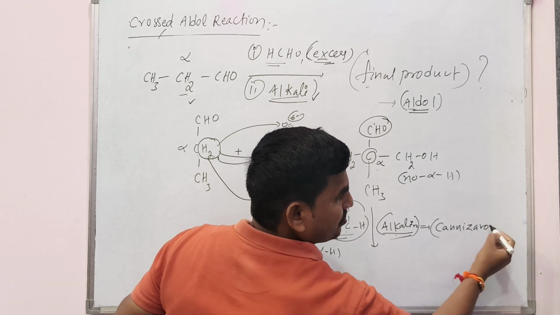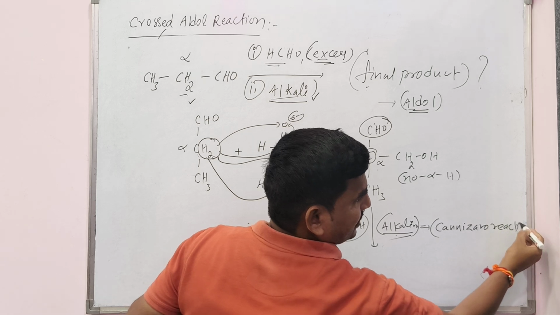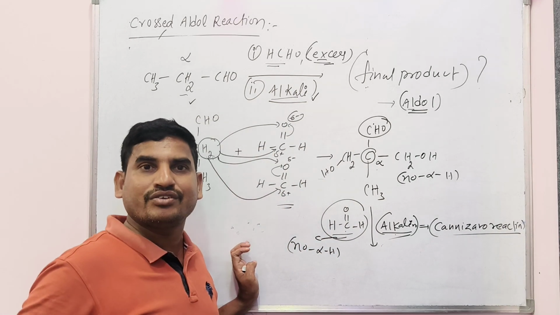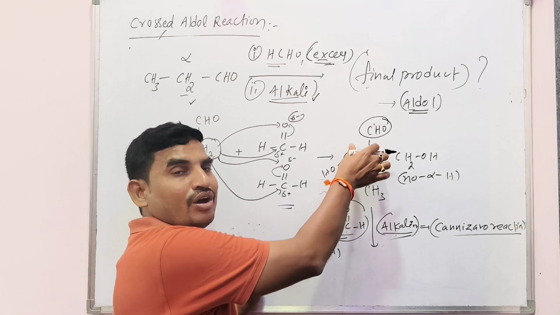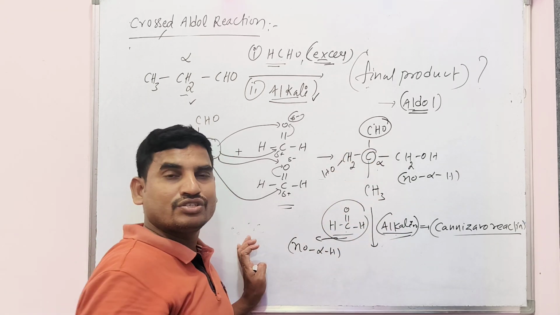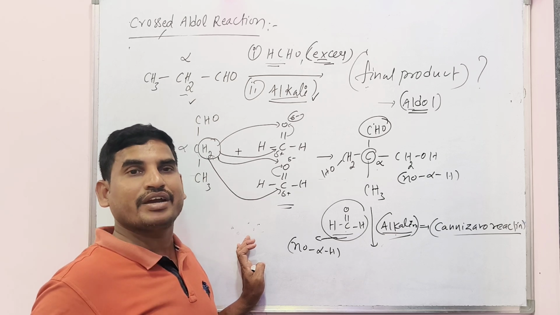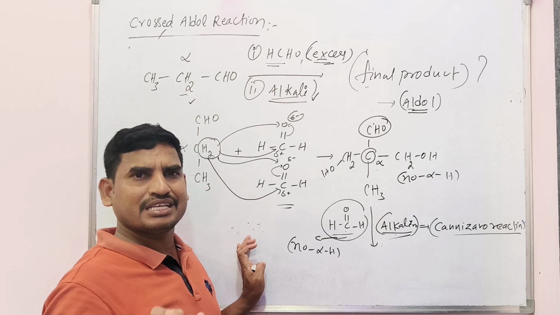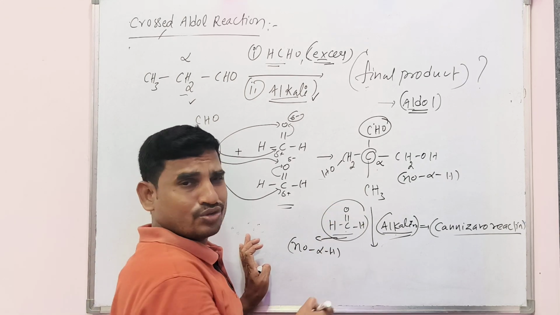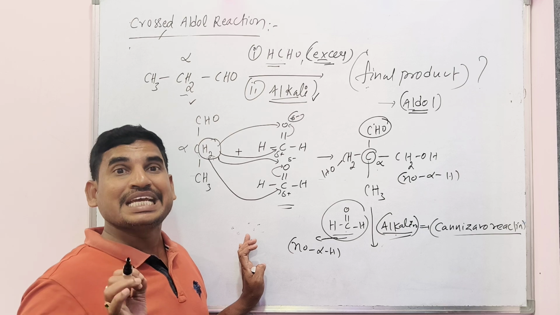It is the Cannizzaro reaction. You already understand what is meant by Cannizzaro. Aldehyde molecules which don't have any alpha hydrogens undergo self oxidation and reduction. It is nothing but disproportionation. One undergoes oxidation, another one undergoes reduction.